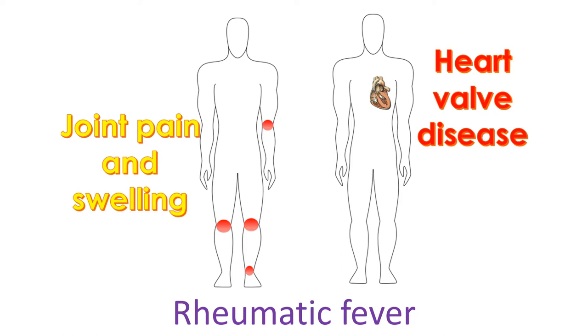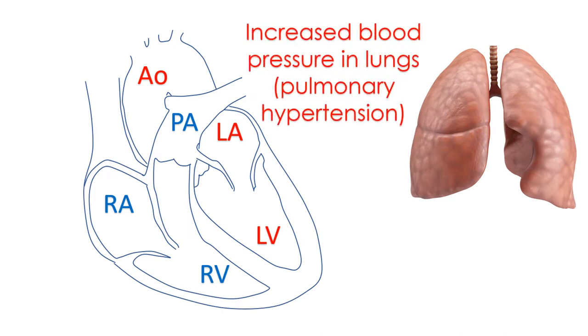Left-sided heart valves are more commonly involved in rheumatic fever, of which mitral valve is involved most often. Right-sided valves can be involved either directly by rheumatic fever or secondary to increased pressure in the blood vessels of the lungs. When left-sided valves are damaged, back pressure transmitted to the lungs can increase blood pressure in the lungs, which can sometimes be progressive.